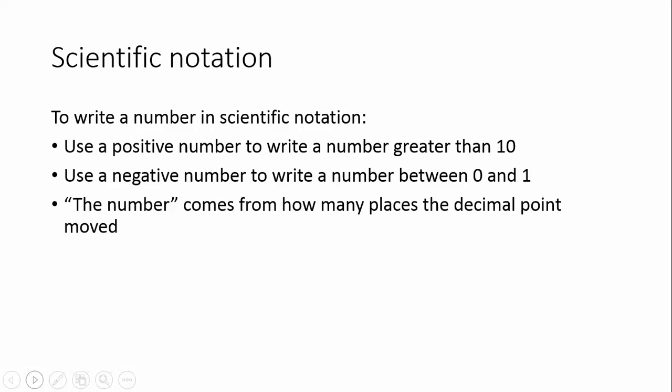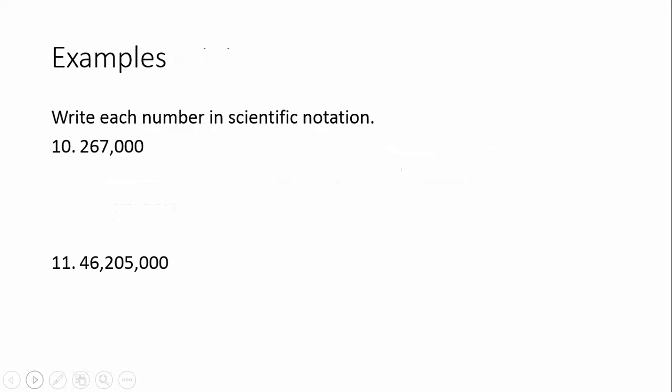So to write a number in scientific notation, we use a positive number to write a number that's greater than 10, and we're going to use a negative number or exponent to write a number between 0 and 1. The number comes from how many places the decimal point moved. You just have to remember, is it going to be positive or negative?